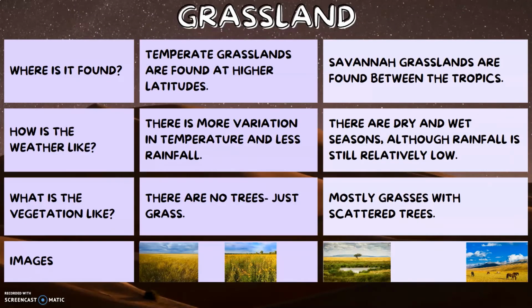Grasslands. There are two types of grasslands, which explains why the table is split. So there's temperate grasslands, which are found at high latitudes, where there is more variation in temperature and less rainfall, and there are no trees, just grass. And there's savanna grasslands, which are found between the tropics. There are dry and wet seasons, although rainfall is still relatively low, and they are mostly grasses with scattered trees.